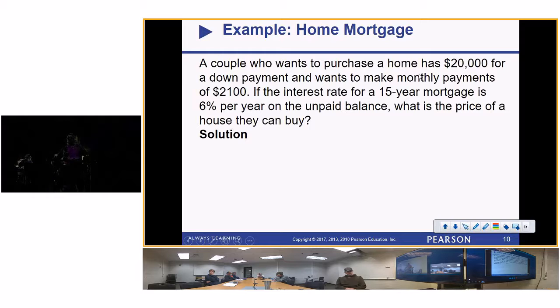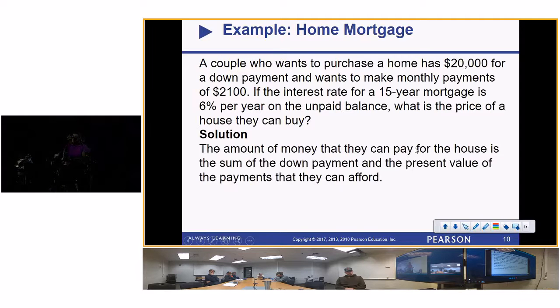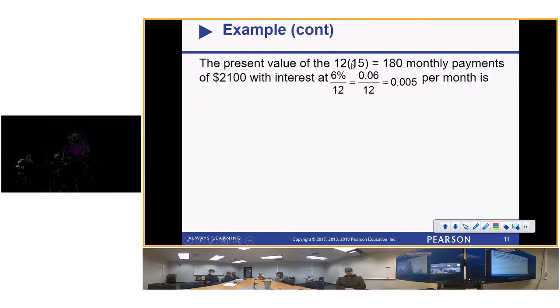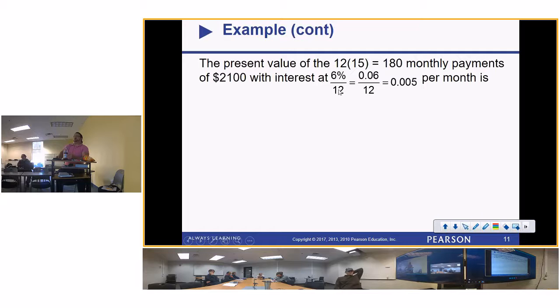This isn't where I'm going with it, but they want to know the price. So, the amount of money... There we go, 12 times 15. How many payments? N times T is 180. $2,100 with an interest of R over N, which is I, 0.005. Plug and chug.